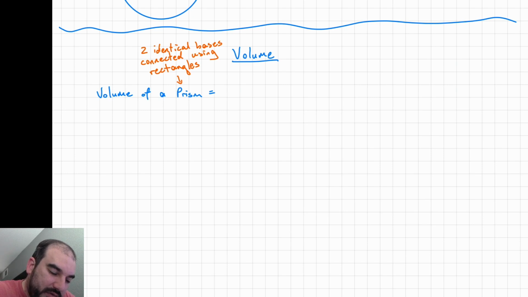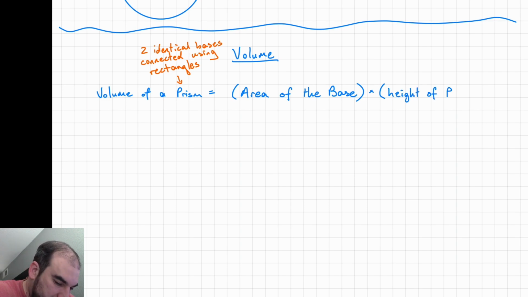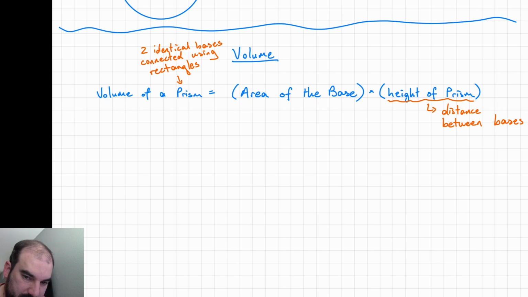And how we're going to find the volume of said prism is we're going to find the area of the base, and we're going to multiply by the height of the prism. And for the height of the prism, that's essentially going to be the distance between bases. Okay, what do I mean by that?